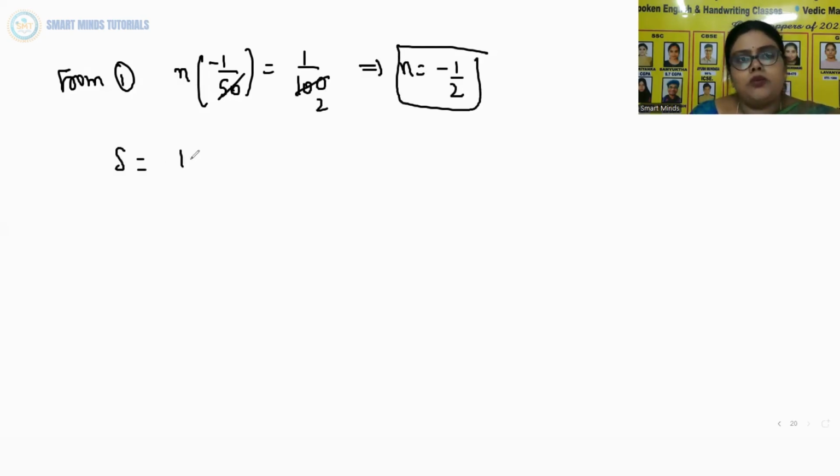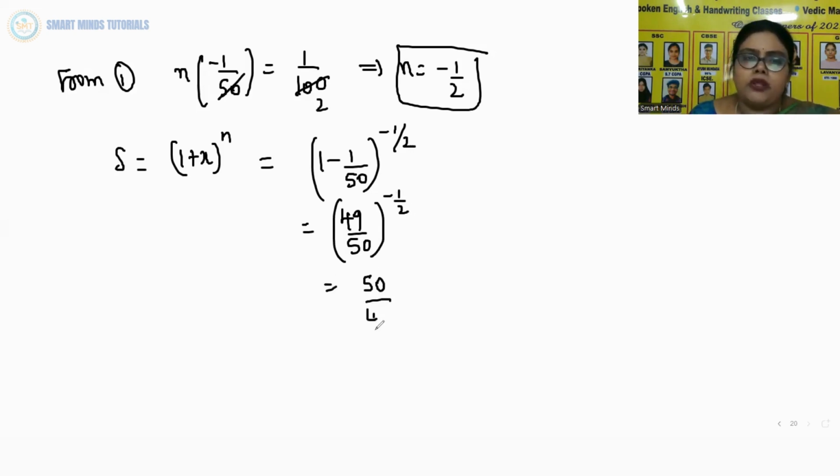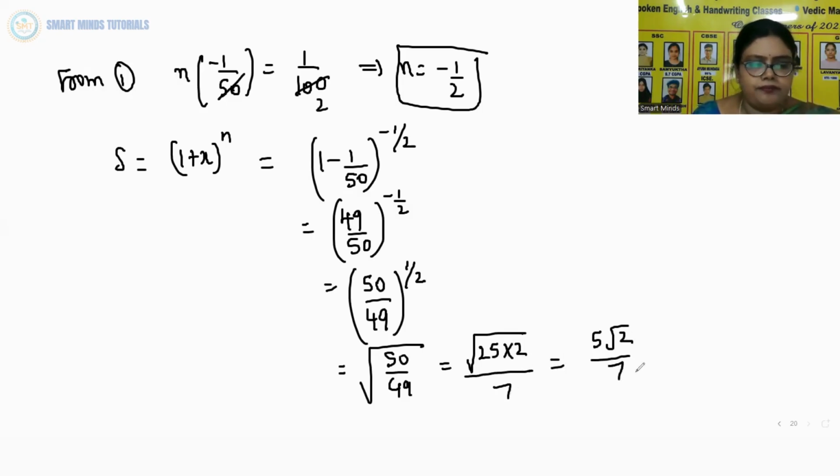Now S is equal to 1 plus x whole power n. That is 1 minus 1 by 50 whole power minus 1 by 2. If you take LCM, we get 49 by 50 whole power minus 1 by 2. To remove the negative power, we can take the reciprocal. 50 by 49 whole power 1 by 2. So that is root over 50 by 49. Root 50 we can write as root over 25 into 2, by 7. So this is 5 root 2 by 7.